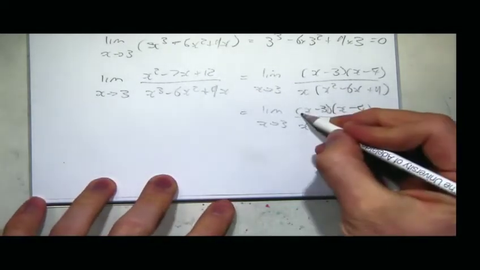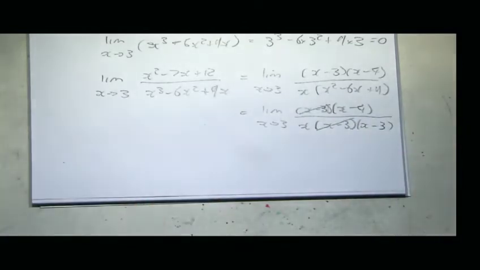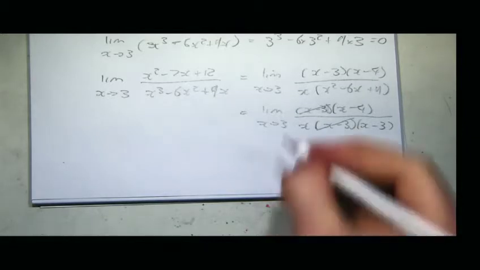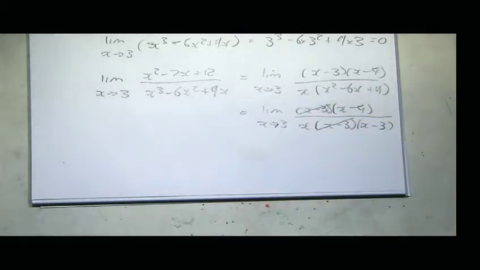So cancel out the x minus 3's. You're allowed to do that because technically x actually isn't equal to 3, and therefore x minus 3 is not actually equal to 0 because I'm only doing the limit. It's just close to 0, so I can still cancel it out.